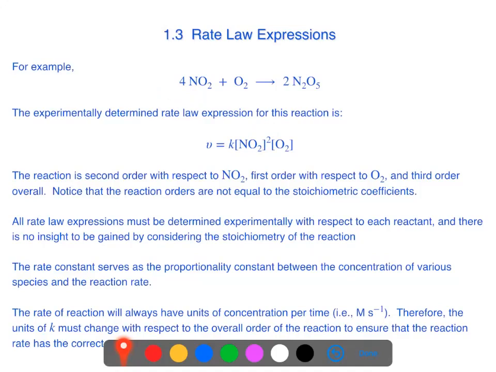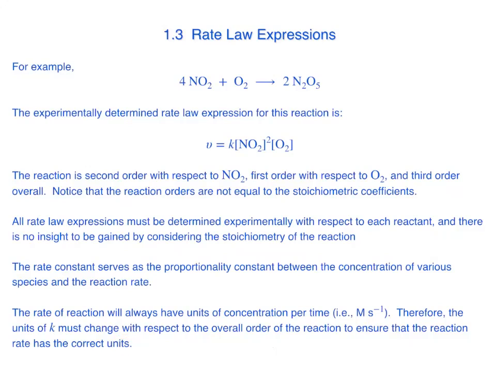The rate constant, given by the letter k, lowercase, serves as a proportionality constant between the concentration of various species and the reaction rate. Now, the rate of a reaction will always have the units of concentration per time. So molar seconds to the minus 1 will always be the units for a rate. Therefore, the units of the rate constant, k, must change with respect to the overall order of the reaction to ensure that the reaction rate has the correct units.